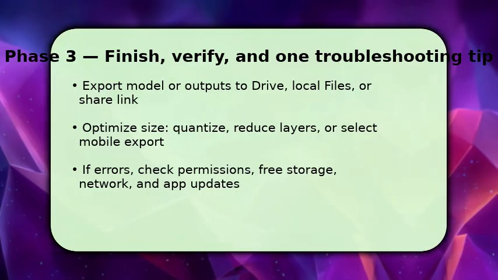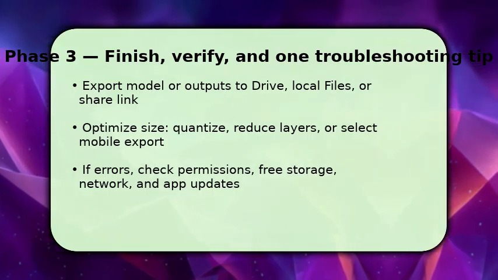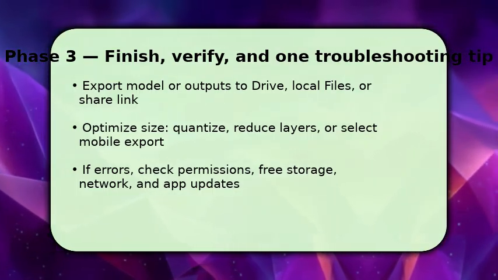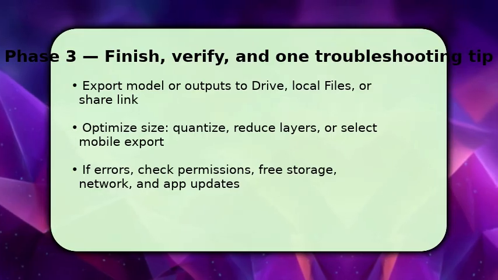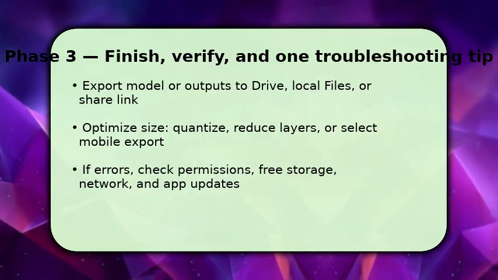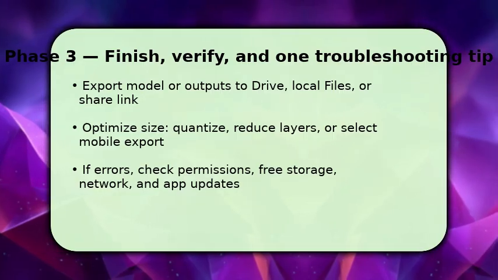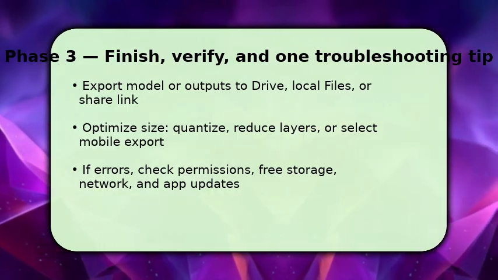If something goes wrong, first check permissions and available storage, then verify your network and update the app. If errors persist, rerun a small task and review logs for missing labels or incompatible parameters. That single troubleshooting step.